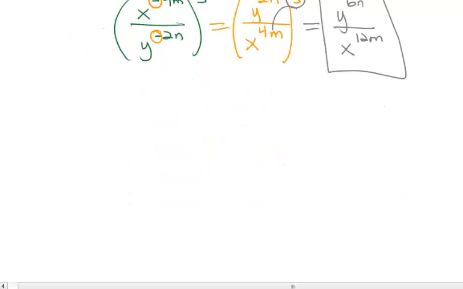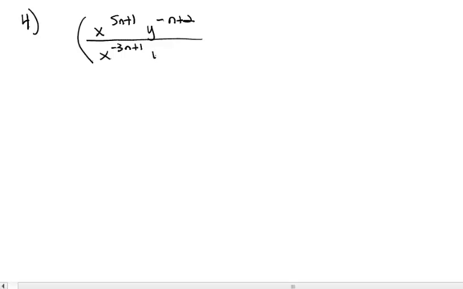Let's try another. Let's do x to the 5n plus 1, y to the negative n plus 2, over x to the negative 3n plus 1, y to the 3n plus 2, and all of that to the 1 over 4n power.